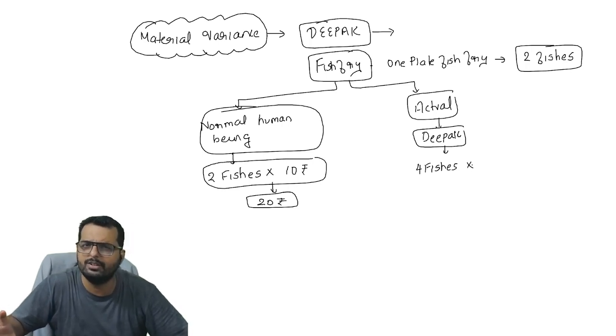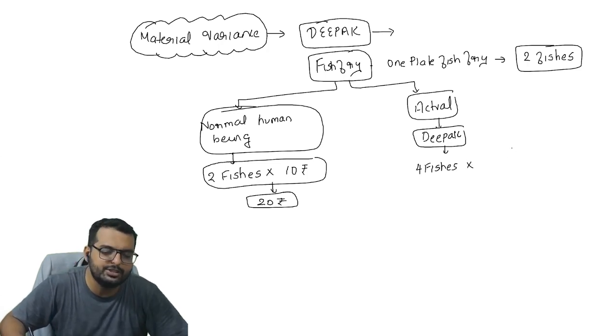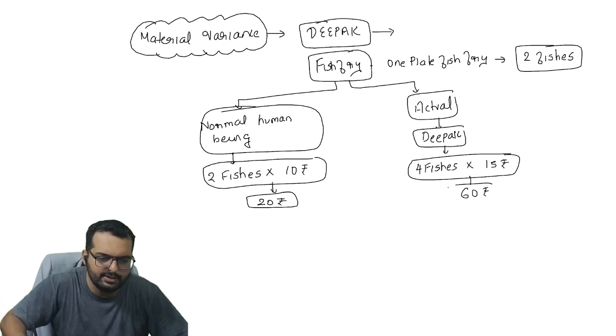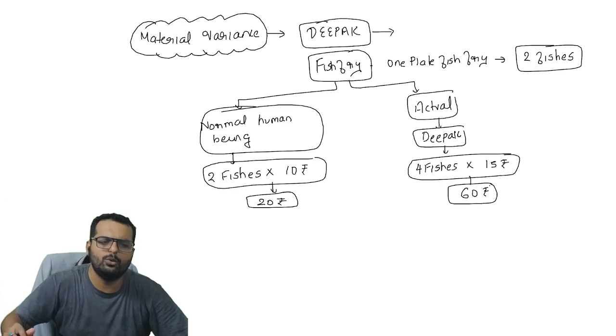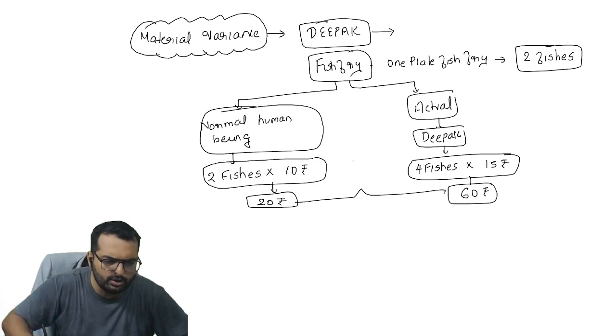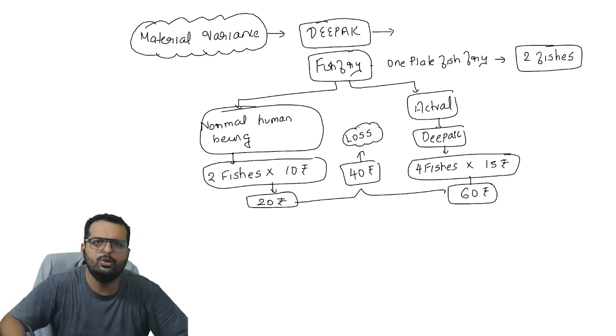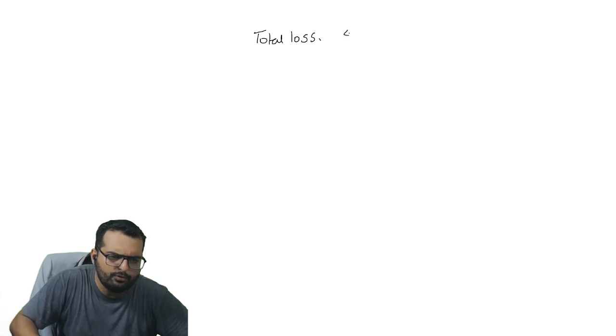And normally, a normal human being buys this fish for 10 rupees. Deepak is going to the market for the first time. Looking at his face, the shop seller understood he doesn't know the price of the fish. So the shop seller sold the fish to Deepak at, let us say, 15 rupees. So now tell me, friends, what is the actual cost? 60 rupees. How much is the total loss that Deepak has made here? 40 rupees. Everybody clear?